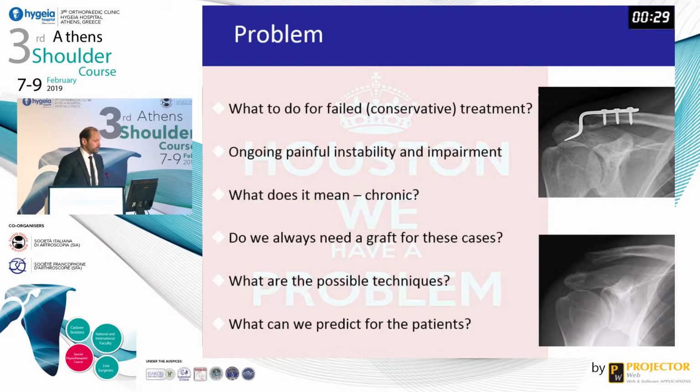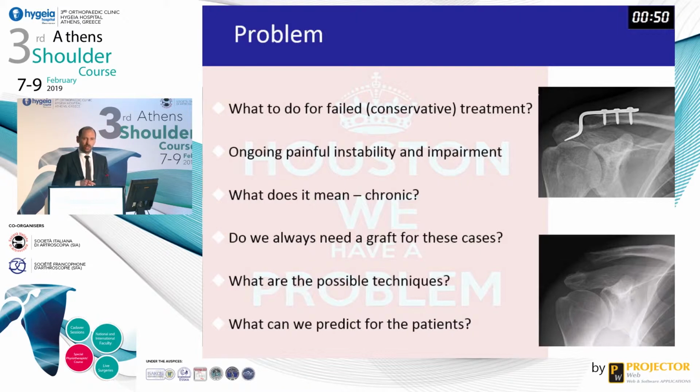The question is, what are we going to do now? What to do for the failed conservative treatment, these are the chronic cases, not the revision cases. They have ongoing painful instability, so you have to do something. They say it's not going to work like this. I can't do my sports. I can't do my overhead work. This is what you hear.